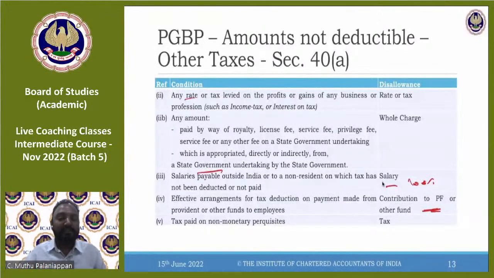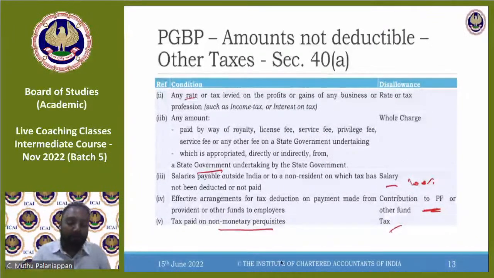So that's what it is. We said 30% of payment is disallowed. That provision is linked to this only, so don't remember this as a separate provision. Tax paid on non-monetary perquisites. Basically, when perquisites are being paid, the duty of tax deduction on non-monetary perquisites is in the hands of the employer. It is not an allowed expenditure in the hands of the employer.